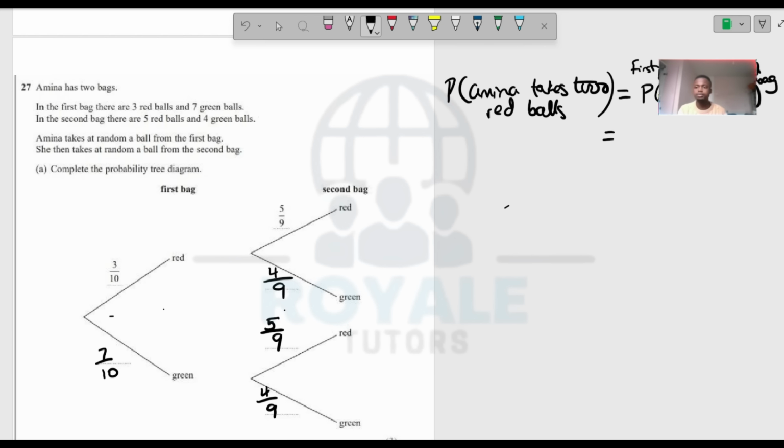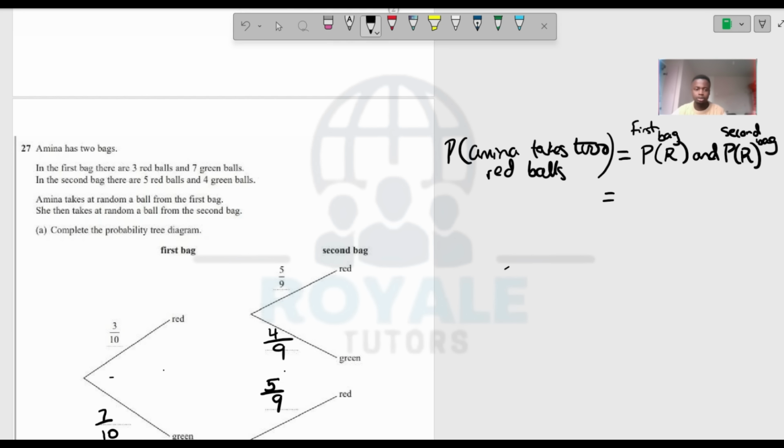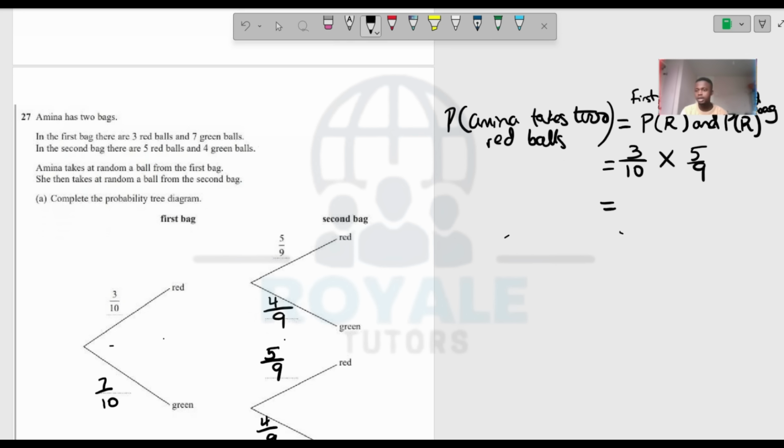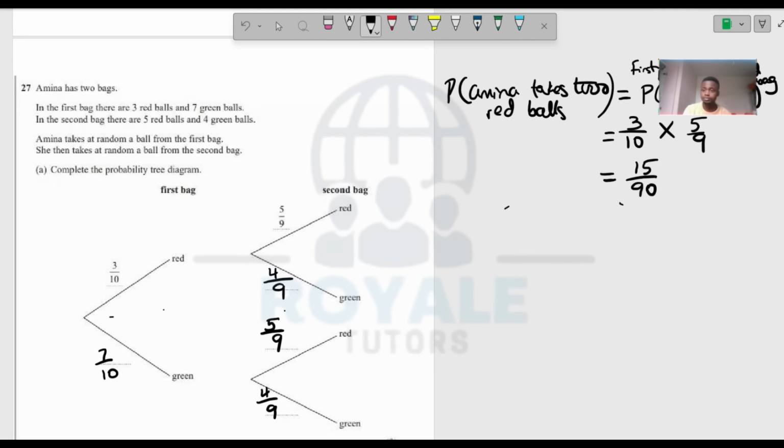So let's see for the first one. Amina picking red in the first one is 3 out of 10. In probability, whenever you have the word and, it is multiplication. In contrast, we have or. When you say or, it is addition. When you say and, it is multiplication. Then red in the second bag, that's 5 out of 9. So if you do the multiplication, you have 3 out of 10 multiplied by 5 out of 9. That gives you 15 out of 90. And that should be 1 out of 6. So the probability required is 1 out of 6.